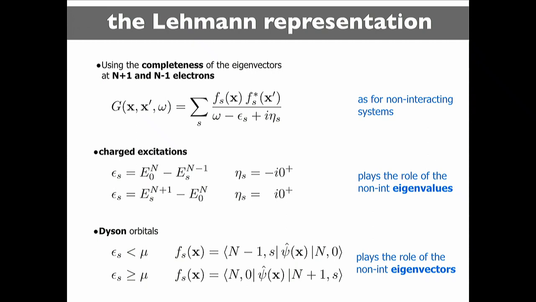So energies are actually these differences between excitations at n minus 1 or n plus 1 with the ground state at n. So this is the charge excitation at n minus 1 electrons, charge excitation at n plus 1, and this is what is used for what we call occupied states, for states with energies below the Fermi level, and this is the definition that we use for empty states.